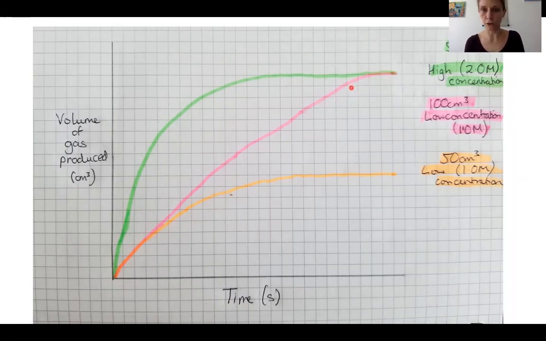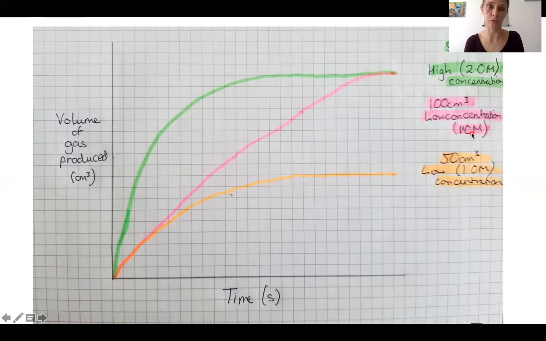Now, because we know the pink line is at our lower concentration, it's half the concentration of the green line, there must be double the volume of that pink chemical for it to give the same volume of gas produced as the higher concentration, because you need double the volume to get the same number of particles from the lower concentration.